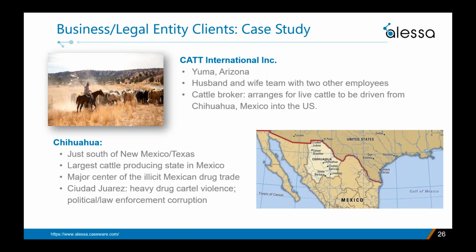Chihuahua also happens to be a major center of the Mexican drug trade. In fact, Ciudad Juarez, which is one of Chihuahua's largest economic centers, sits right on the border with El Paso, Texas, and it is considered to be one of the most dangerous places in the world due to drug cartel violence and political and law enforcement corruption.